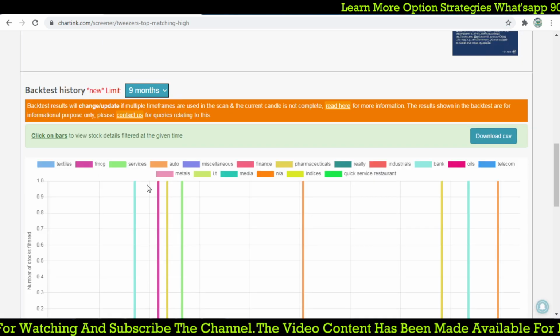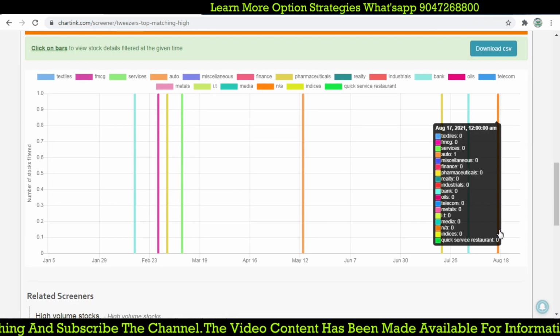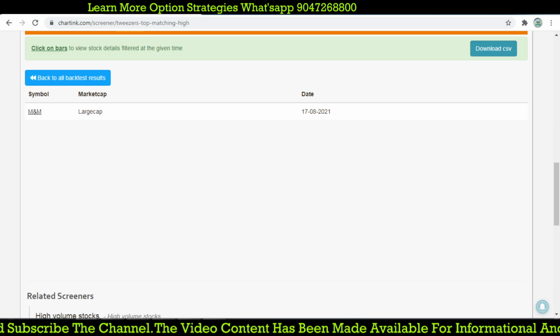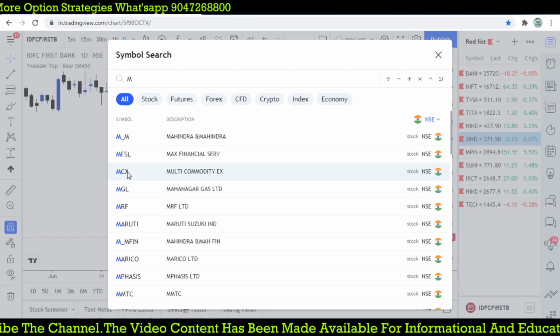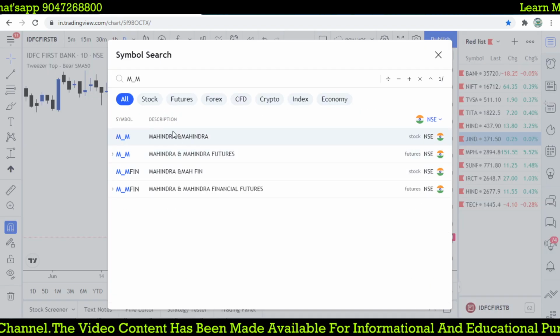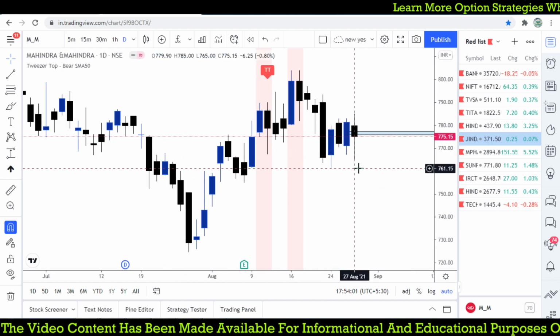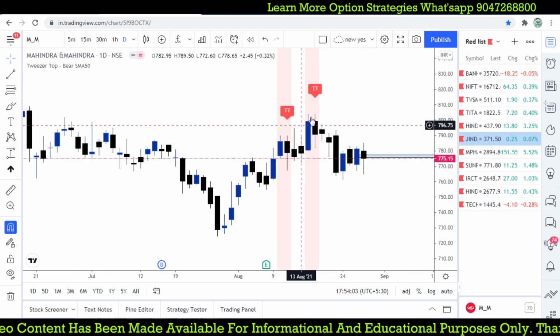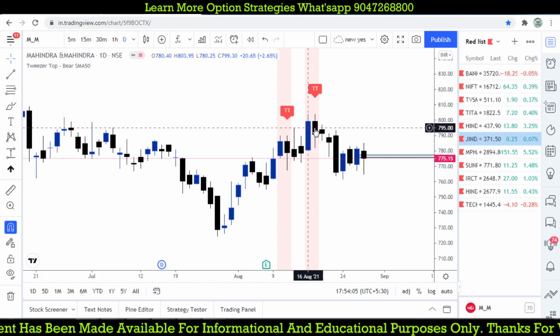Let's check any other stock that recently formed this, which is 17th August, M&M. Let's go for M&M and see how it forms that kind of candle. Mahindra and Mahindra, yes, that is also mentioned here. Okay, that was formed at the monthly high.